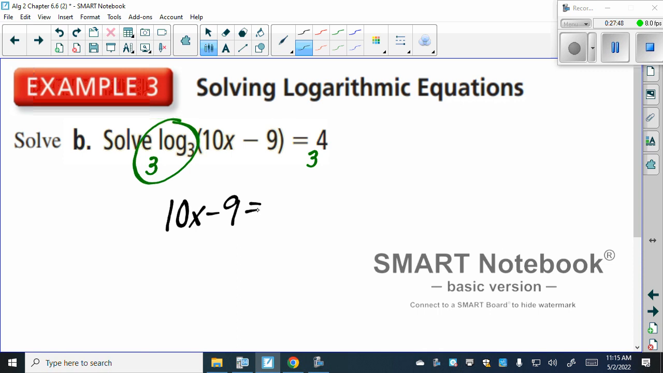10x minus 9. These here, 3 to the log base 3, cancel. That's why we're doing this. On the other side, we have 3 to the 4th. 3 to the 4th power is 81. Because 3 times 3 is 9. 9 times 9 is 81. 3 squared times 3 squared is 3 to the 4th.